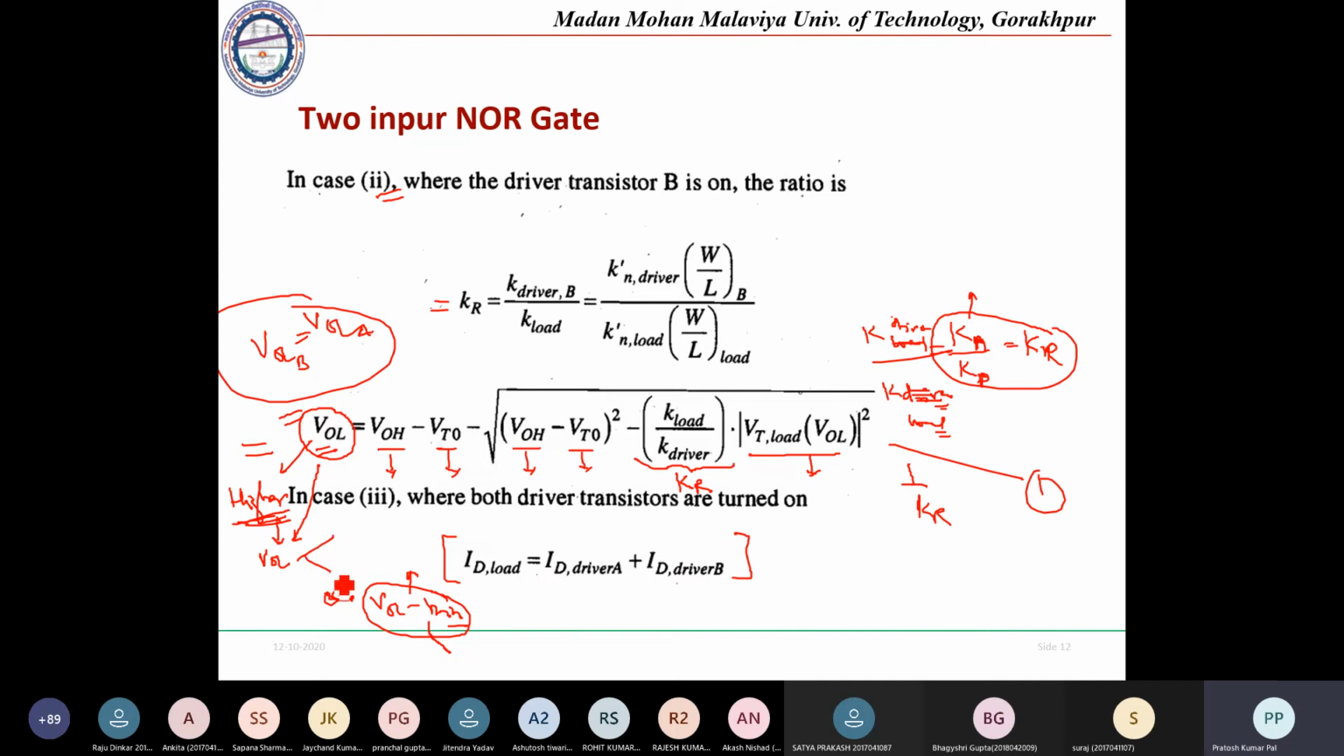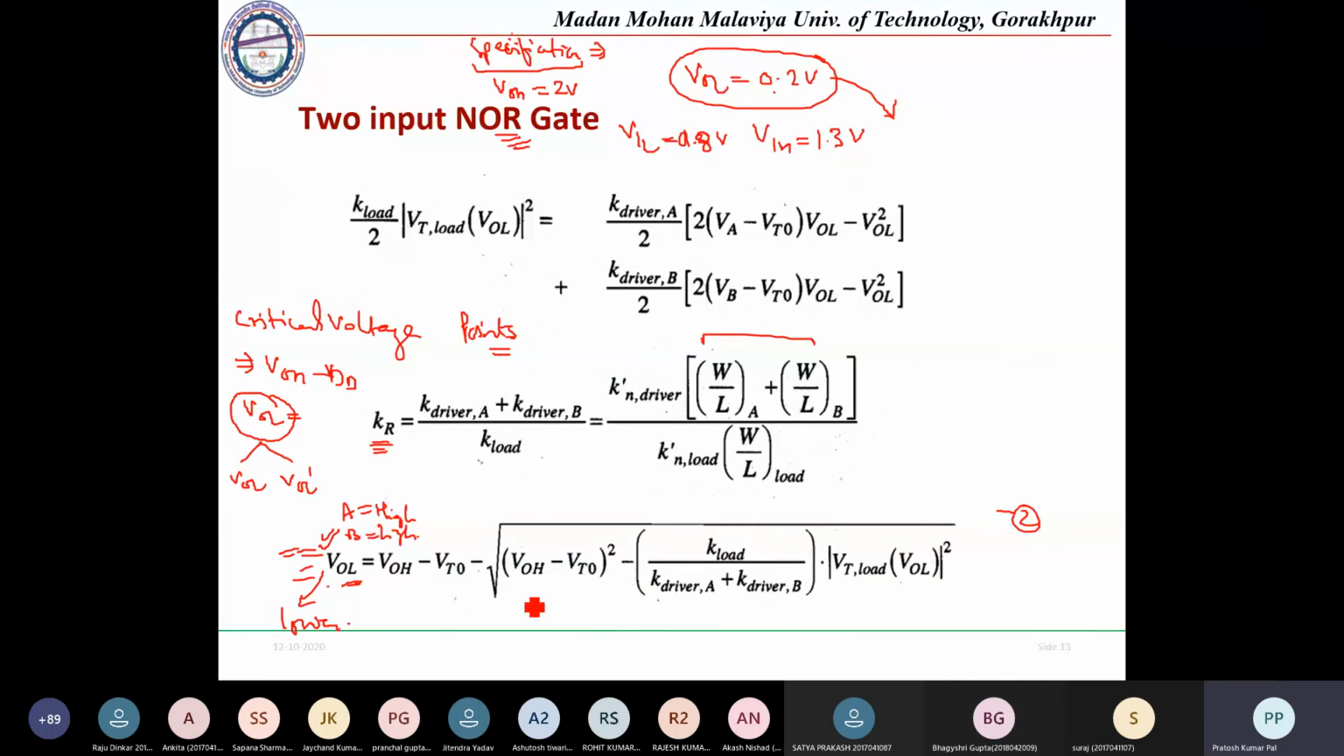And in this case, either transistor A is on or B is on. That condition we will consider to find out the VOL value. Are you getting this? Actually, if we are going to use this equation, in that case you have considered A is on and B is on, both on at the same time.